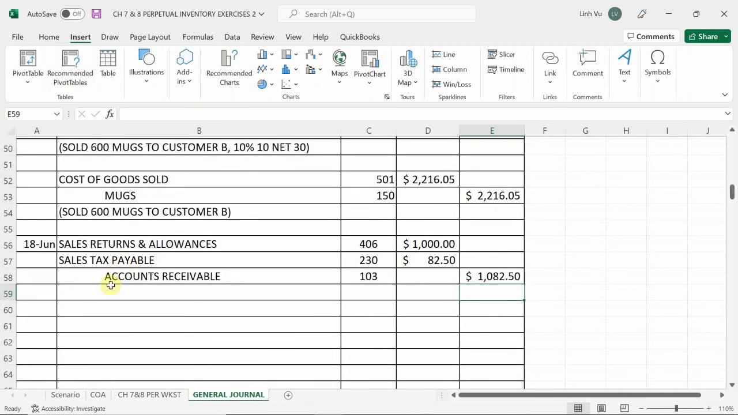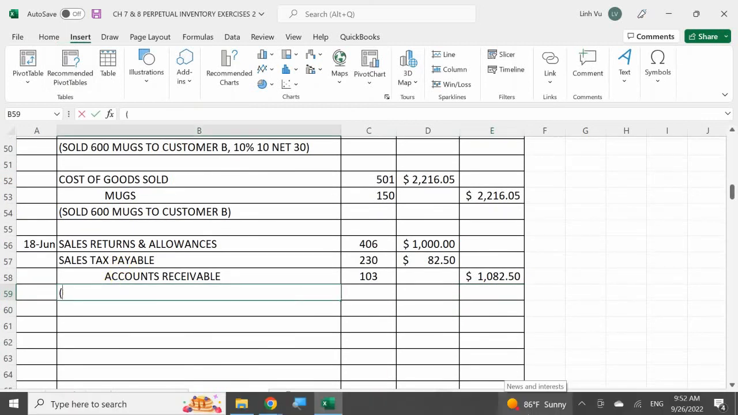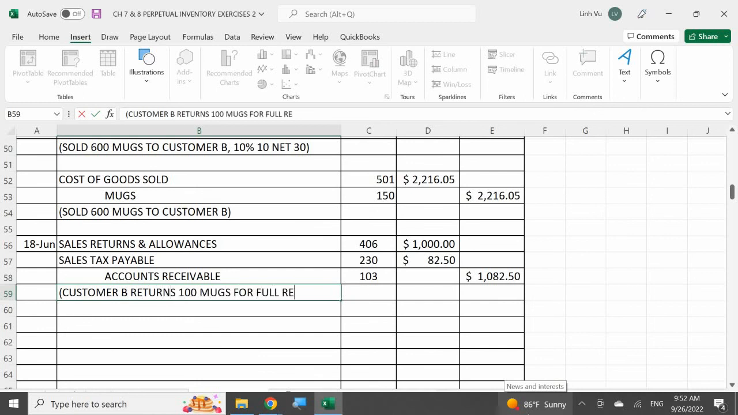And then I'm also going to make a note here. Customer B returns 100 mugs for full refund. Right? So then, if customer B actually gave me back the product, what do I need to do with that product? You need to take it out of your inventory. You don't need to take it out. What do you need to do? Add it. I have to put it back into my inventory, okay?